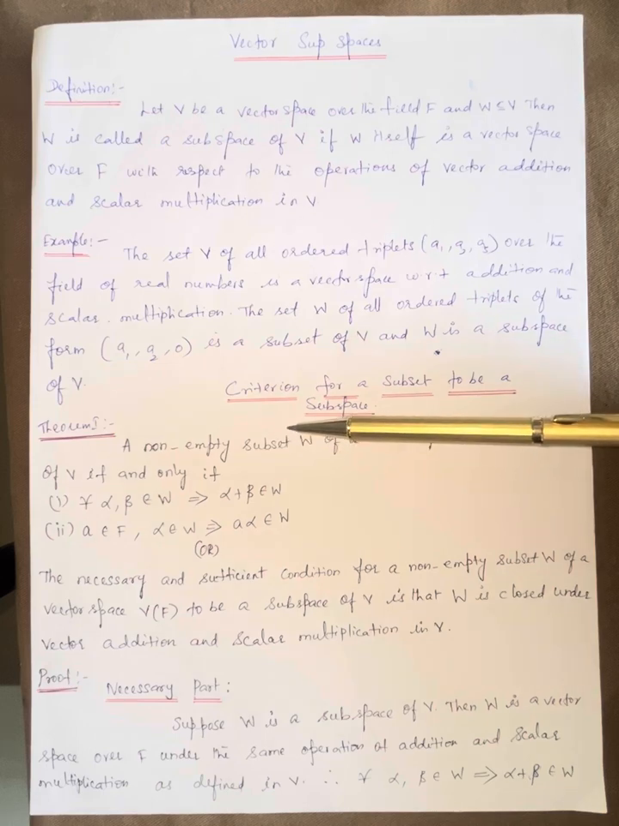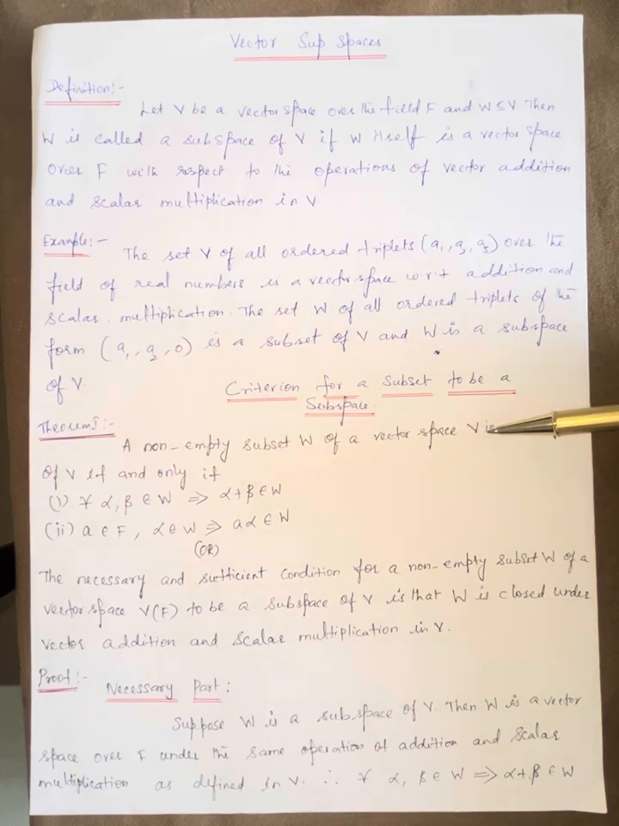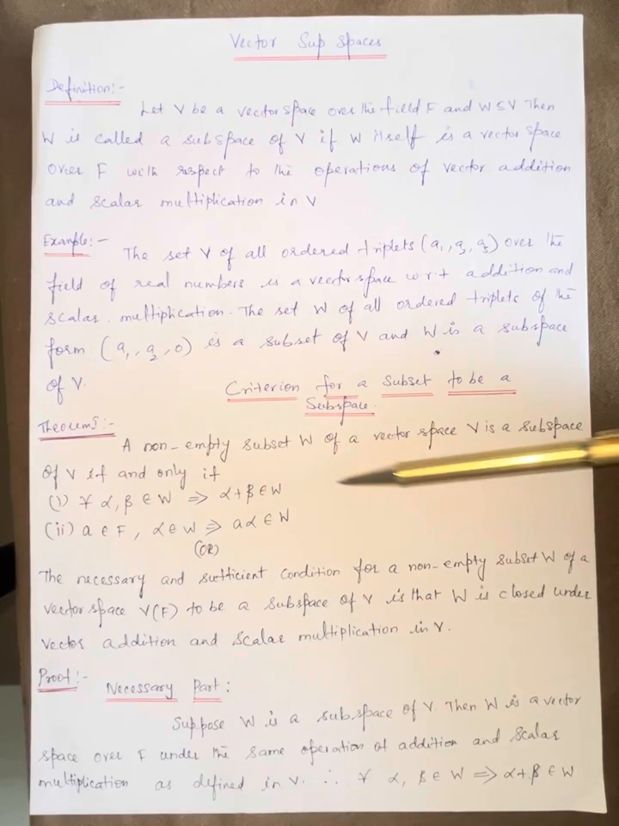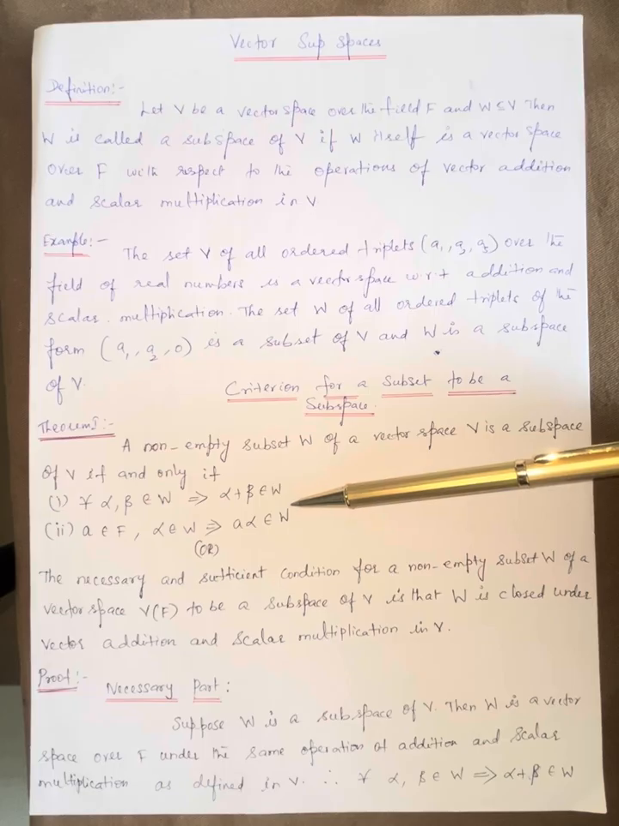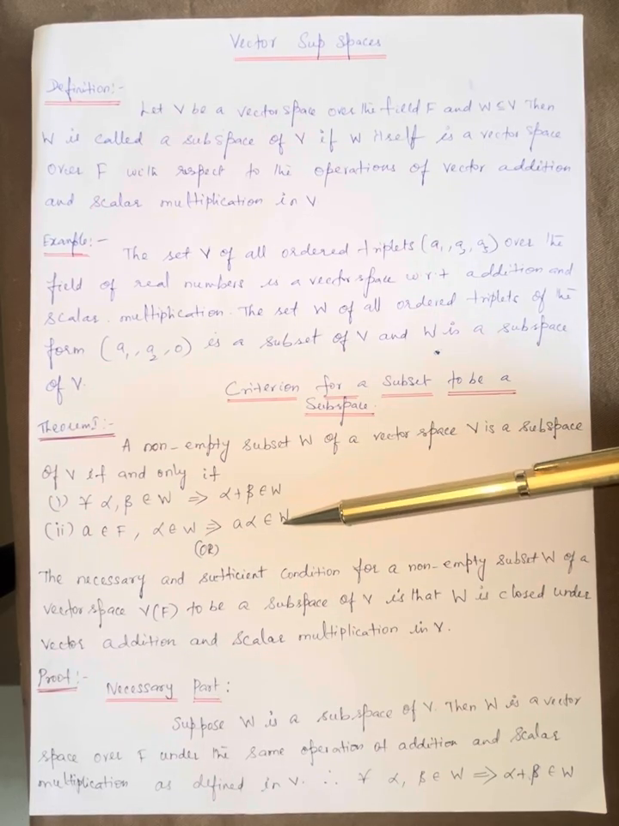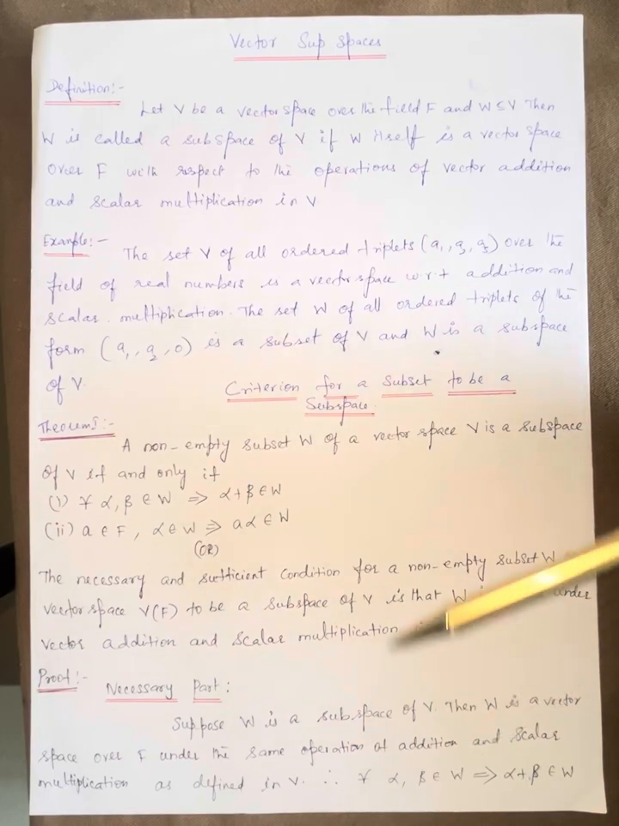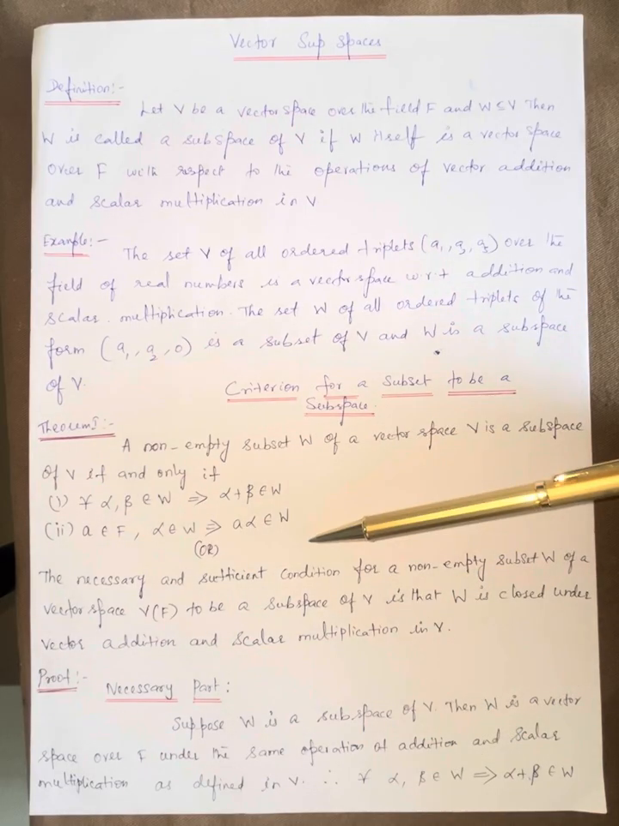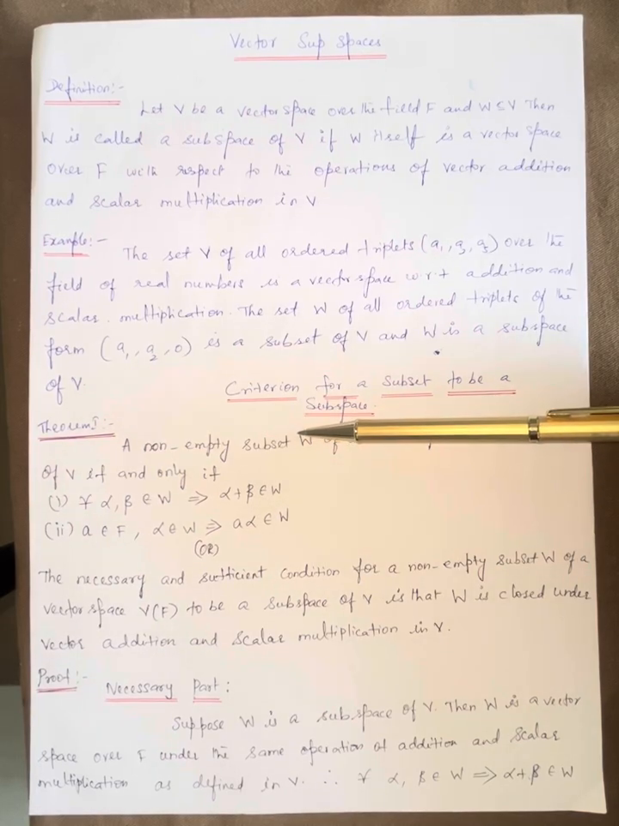The statement of the theorem is being given: a non-empty subset W of a vector space V is a subspace. So when W is going to be the subspace means when these two conditions are satisfied, and vice versa, if these two conditions are satisfied, then W can be the subspace for the given vector space. So we'll prove the necessary and sufficient conditions. For the necessary part, we'll assume the first part and prove the second one. And conversely, we assume the second part and prove the first one.